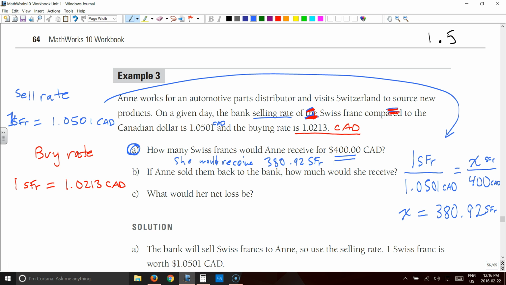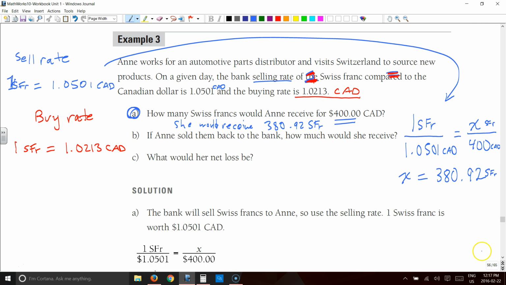Let's do the second question. If Anne sold them back to the bank, how much would she receive? Okay, again, we've got two exchange rates. You might just automatically think, well, let's use the other one, which is correct. But how do we determine which one we're going to use based on the words? Let's read these words. If Anne sold them, okay, what's them, by the way? Sold what? It says how many Swiss francs would she receive? And then if she sold them. So we're talking about Swiss francs. If she sold the Swiss francs.